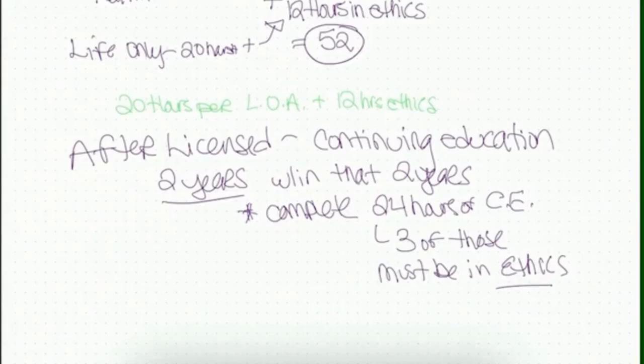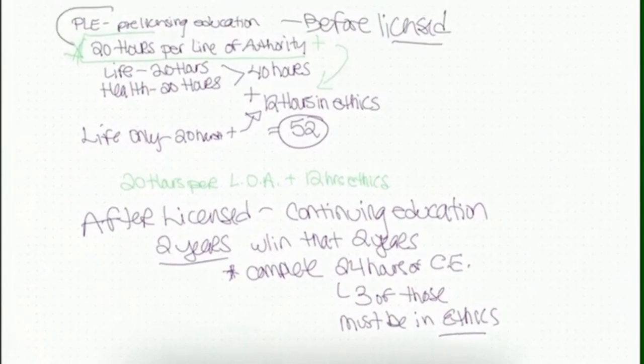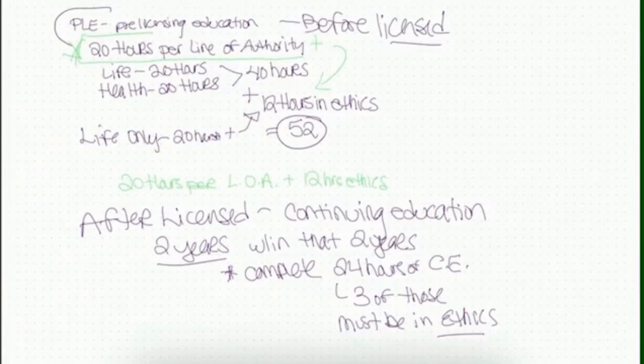So before you are licensed, that's called your pre-licensing education, right? You need 20 hours per line of authority plus 12 hours in ethics. If you happen to be taking the life and health exam, it's going to work out to 40 hours plus 12, totaling 52. But generally, the test question is going to be looking for the 20 hours per line of authority plus 12 hours in ethics. After you are licensed, the licensing period is 2 years. The renewal period is 2 years. How long is a license good for? 2 years. They could ask it any of those ways.